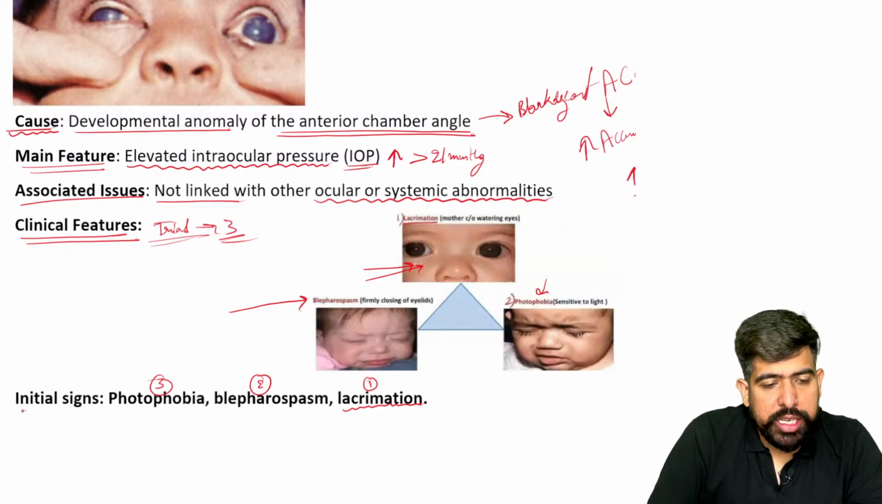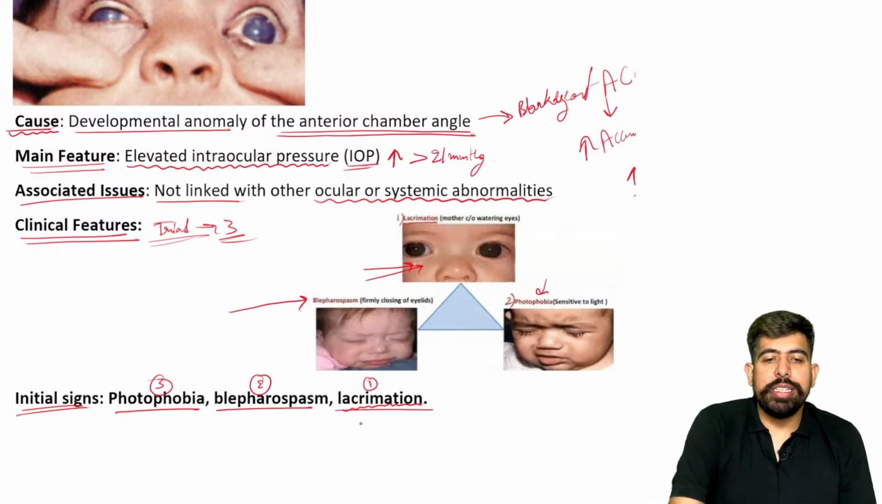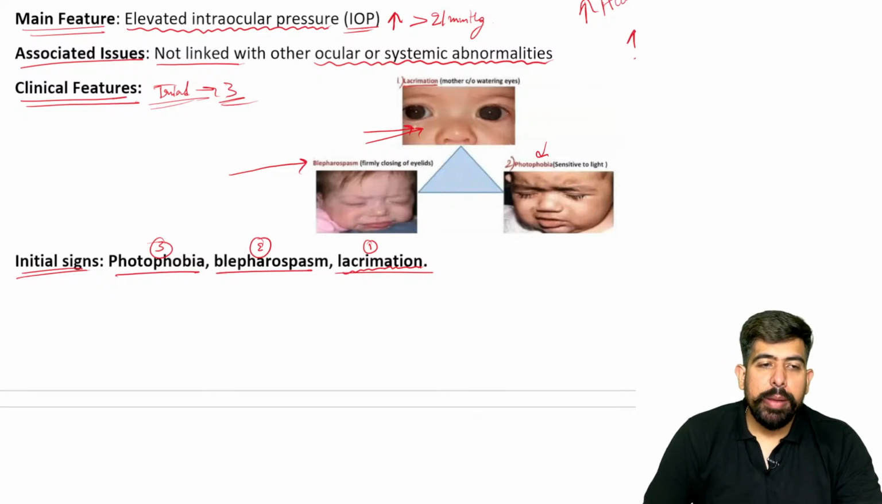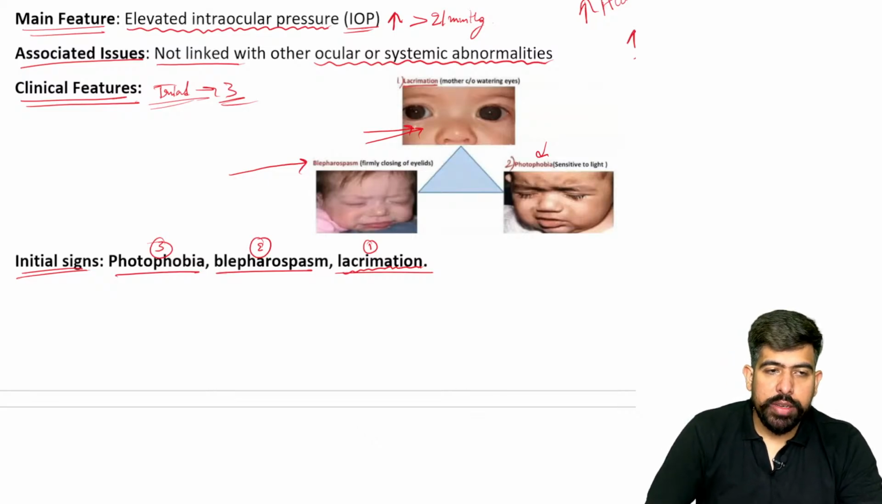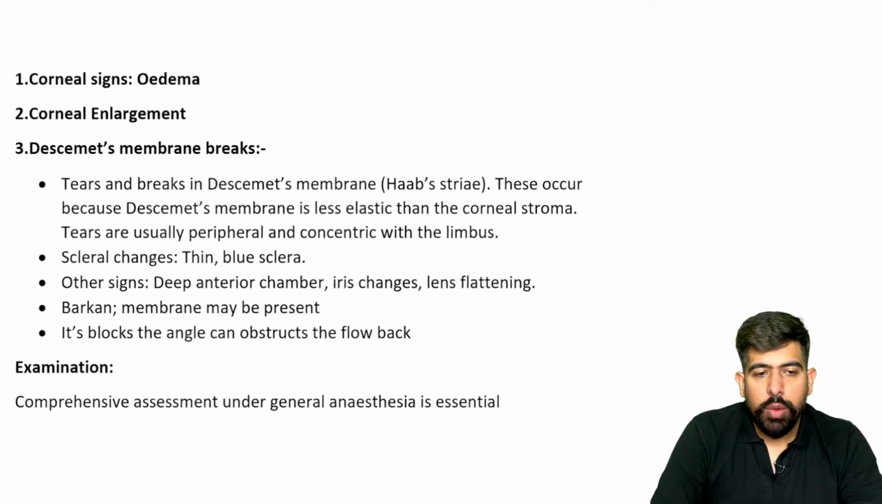So the initial signs you have to see are photophobia, blepharospasm, and lacrimation. This triad should be present initially. All right. Now, what are the other signs?